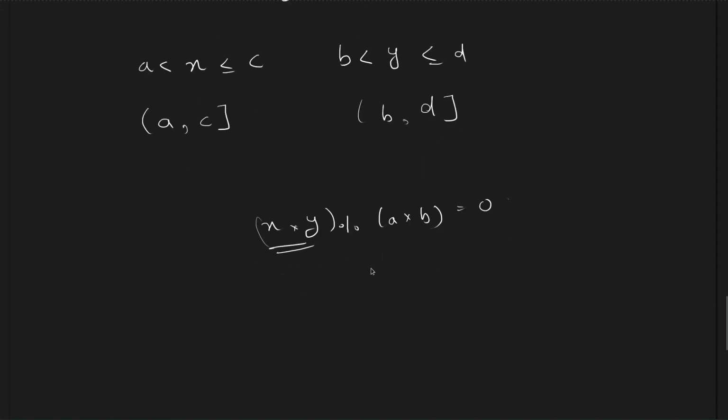That x into y should be divisible by a into b. So what we can do is first of all find out the product that we are going to need. So I just initialize my product with a into b.